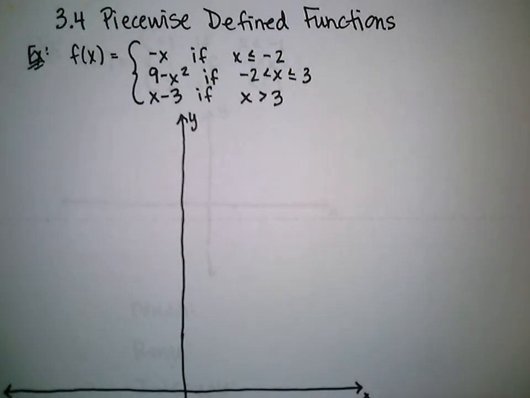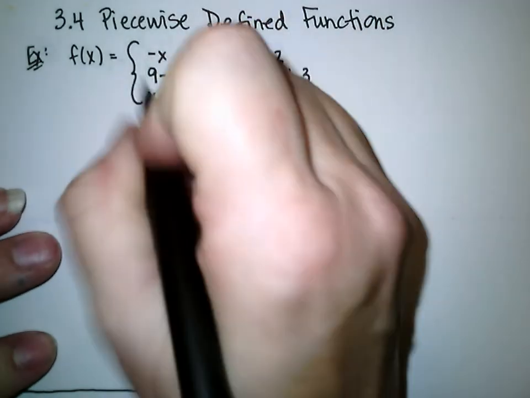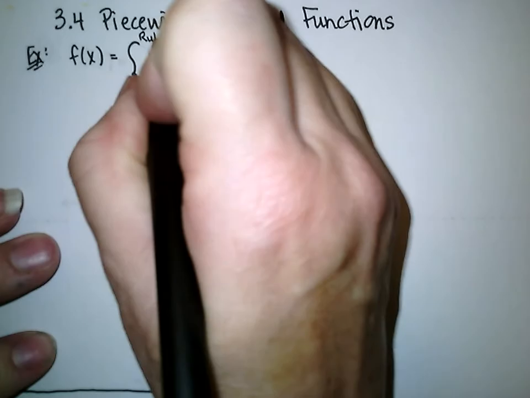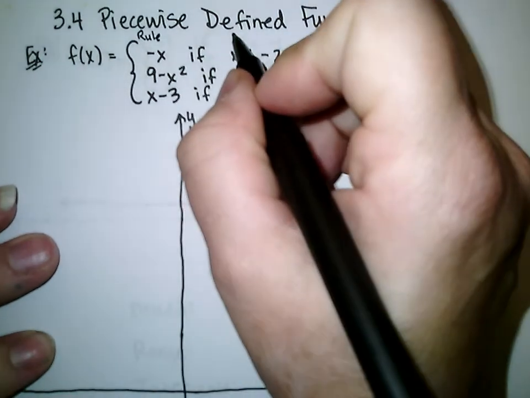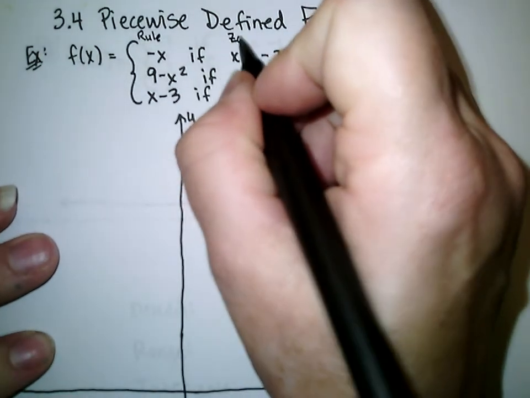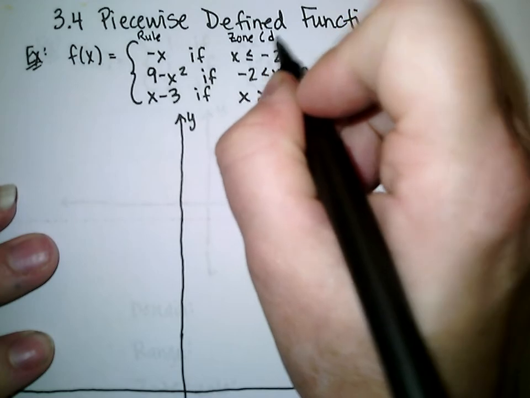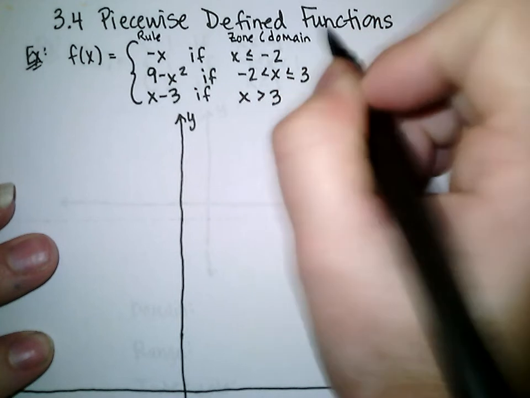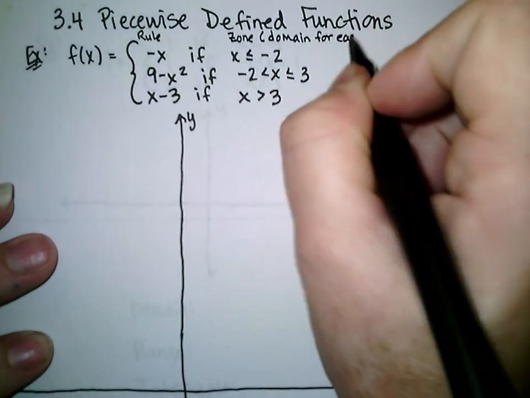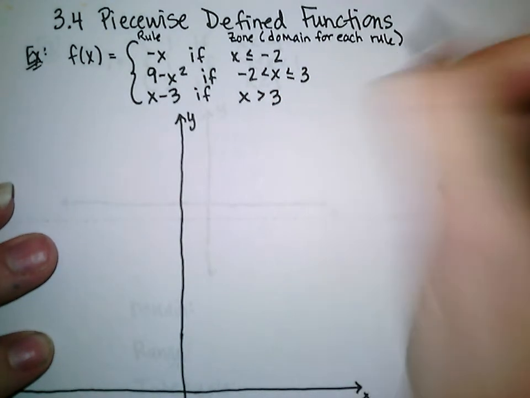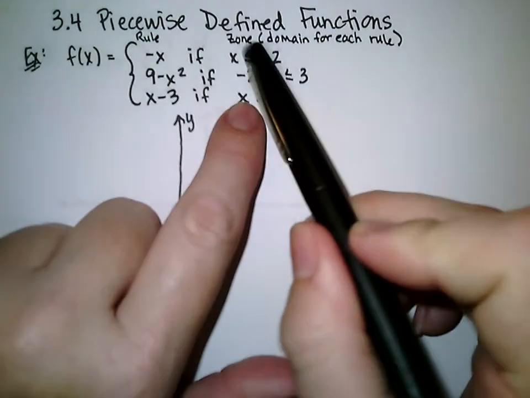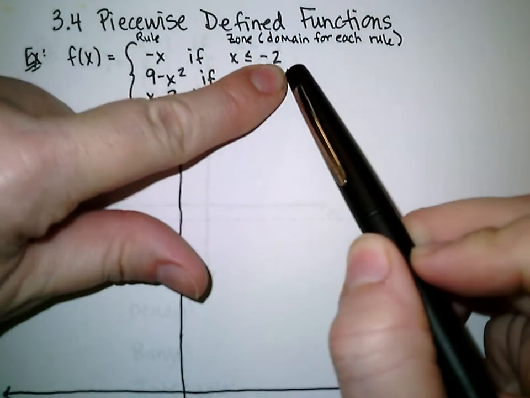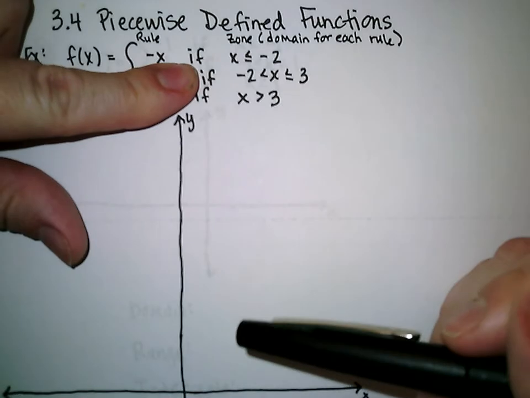So this part of it is the rule that we're going to follow. And then this part over here is the domain for that rule, or the zone where that rule is going to be followed. Now, the domain for the entire function, you have to look at the whole thing once it's graphed, but this x is less than or equal to -2 is the domain for the rule y equals -x.